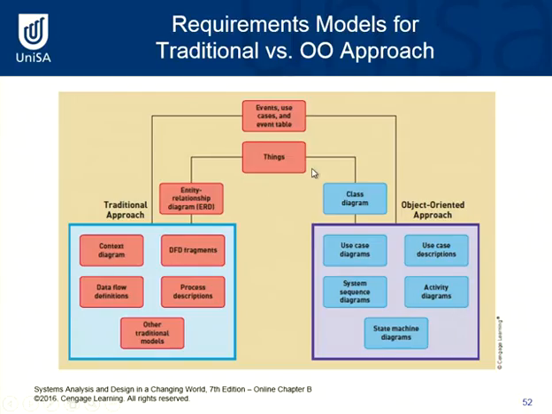So things are represented by a class diagram or an ERD, entity relationship diagram. Events, use cases and the event table. With a traditional approach, we have our context diagram, data flow diagram fragments, data flow definitions, process descriptions and other tools. However, in the object-oriented approach, we have use case diagrams, use case descriptions, system sequence diagrams, activity diagrams, and state machine diagrams. Okay, so different approaches representing a scenario in various ways.